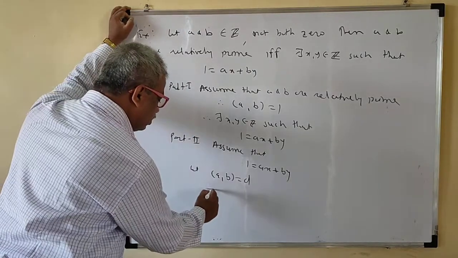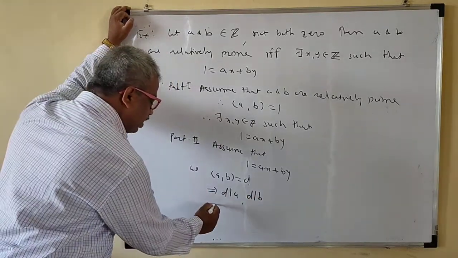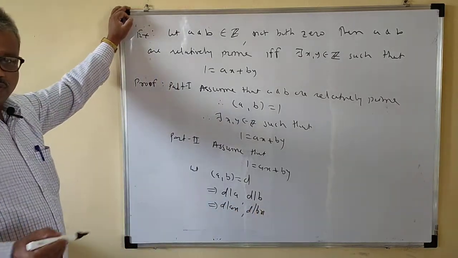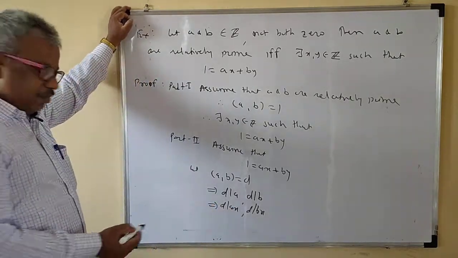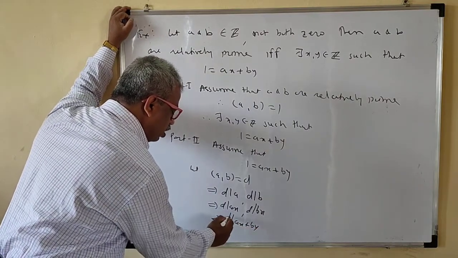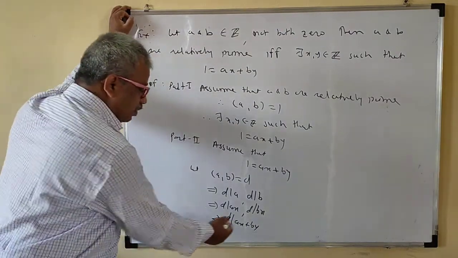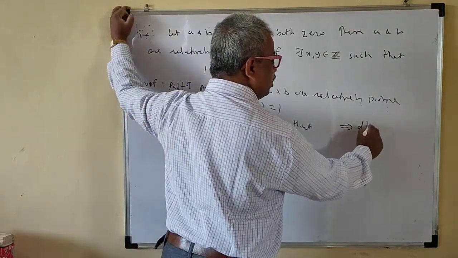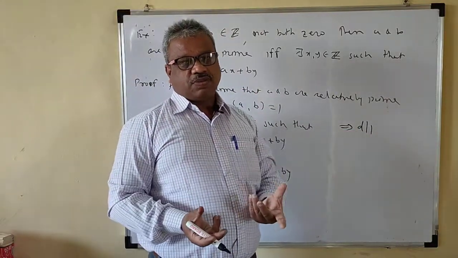So what does this imply? D divides A and D divides B. So D divides AX and D divides BY. D is the common divisor of A and B. This is the definition. We have proved that if D divides A and D divides B, then D divides its sum also. So D divides AX plus BY, but AX plus BY is 1. So D divides 1. What are the divisors of 1? Only plus or minus 1 are the divisors of 1.